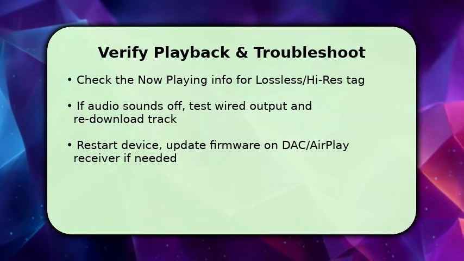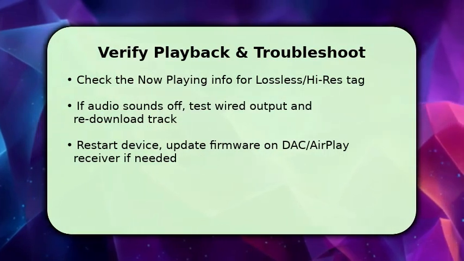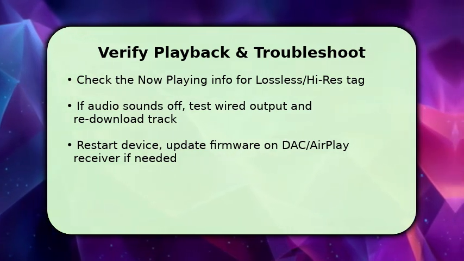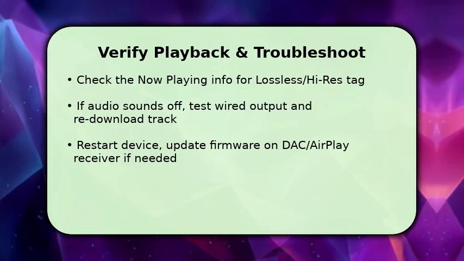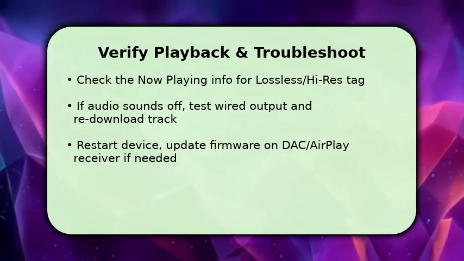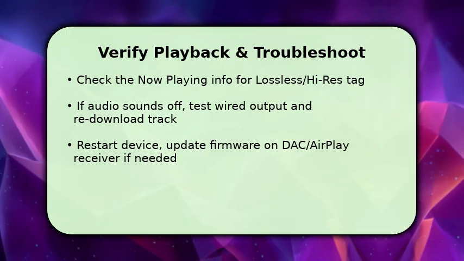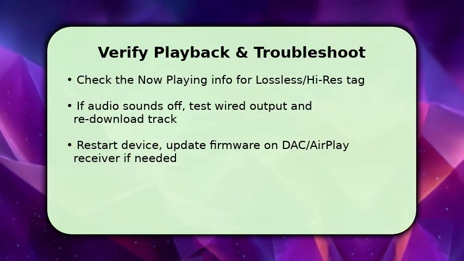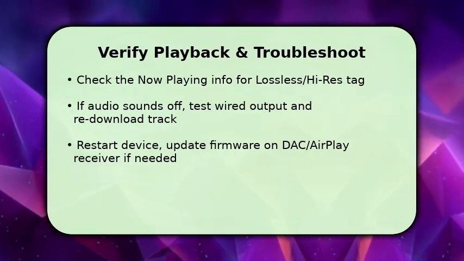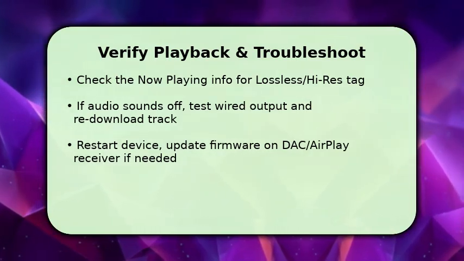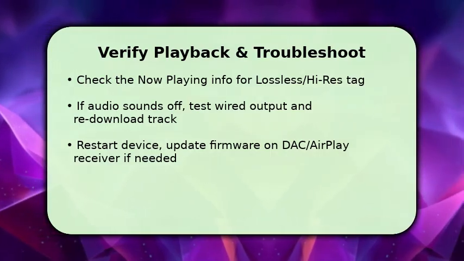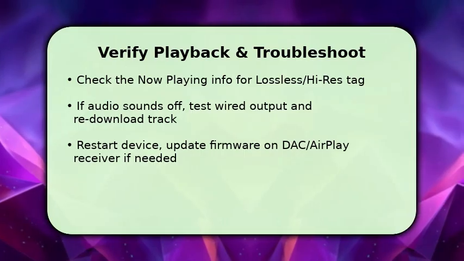To finish, confirm you're actually hearing lossless. While a track plays, open Now Playing and look for lossless or high-res labels. That tells you the stream or file matches your settings. If the label is missing or audio sounds degraded, make sure you're routed to a compatible output and re-download the track to force the correct file. If problems persist, restart your device and update firmware on your DAC or AirPlay receiver. That resolves most handshake and compatibility issues.